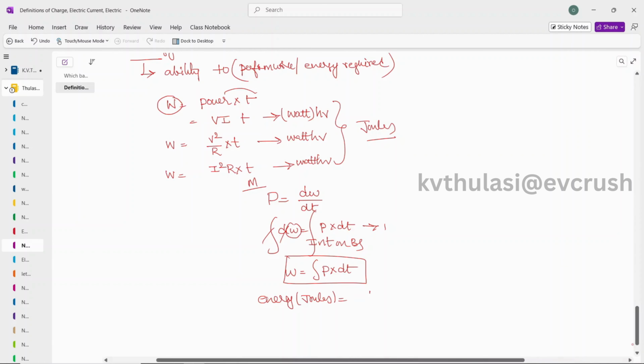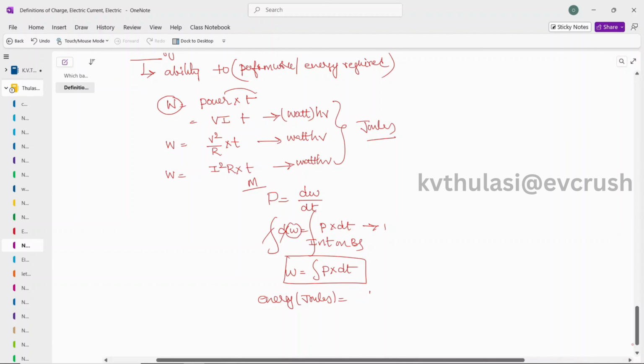You can do one more calculation. The unit of power we can write as joule by second, into second. So the ultimate unit you are also getting is joules. Okay, this is how we get the units of energy. The ultimate unit of energy is joules, or you can directly write the unit of power as joule by second, multiplied by second. Second will get cancelled, and you can write it as joule.